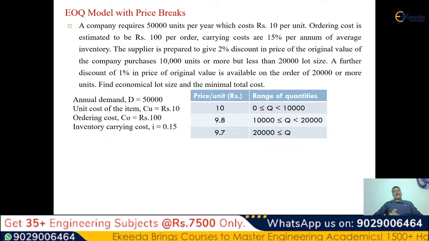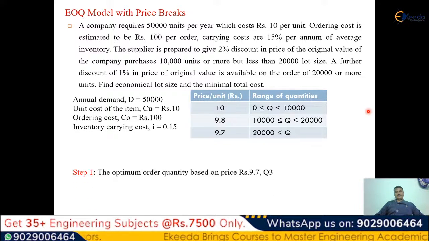Accordingly, we'll write down that the annual demand is 50,000, the unit cost of the item is 10, the ordering cost is 100, and the carrying cost is 15%, which is 0.15. The price per unit we now write as 10, 9.8 and 9.7, based upon the 2% discount and the additional 1% discount as given in the question.